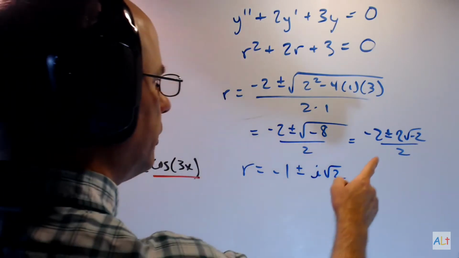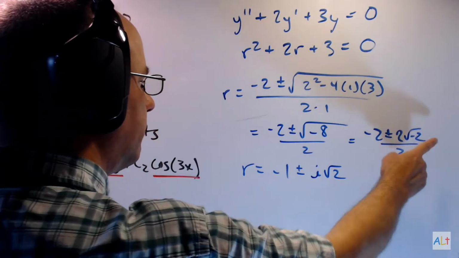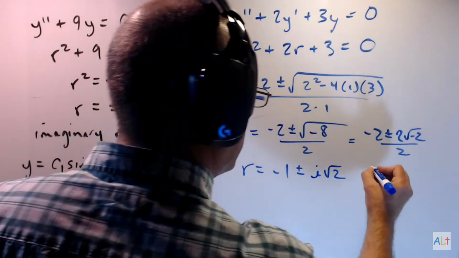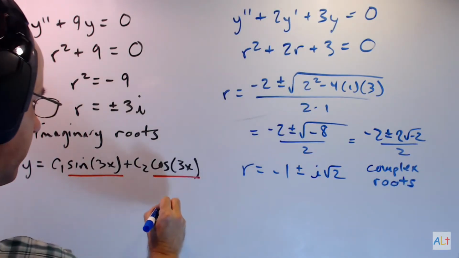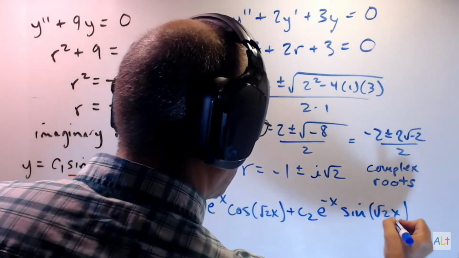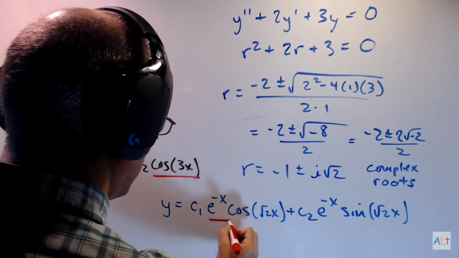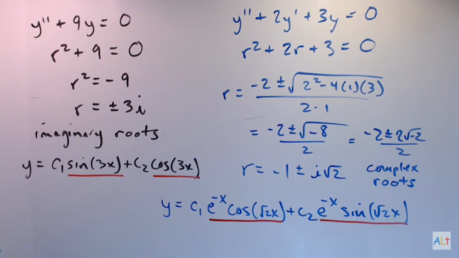And there's our solution. Once again, we need a plus or minus i because we've got a radical with a negative, but we also have a real part to the solution. So these are complex roots. And the solution looks like this. Again, we have two linearly independent solutions, and any linear combination of those two is also a solution.